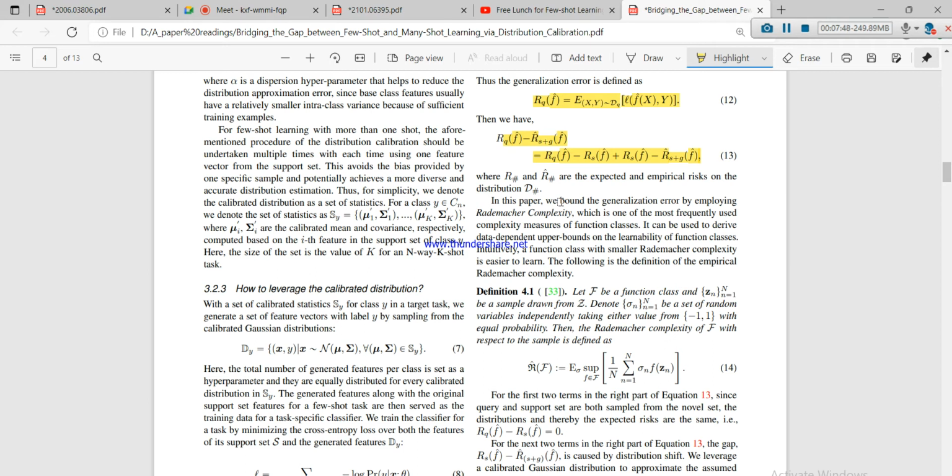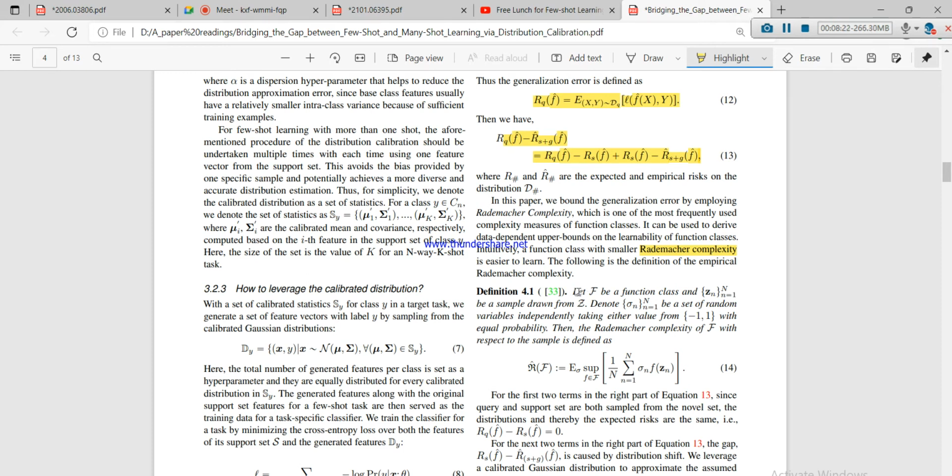It can be used to derive a data-independent upper bound on the learnability of function classes. Intuitively, a function class with smaller Rademacher complexity is easier to learn. So they are discussing Rademacher complexity here, and I think that is also easier to learn. So let's see what this Rademacher complexity is.